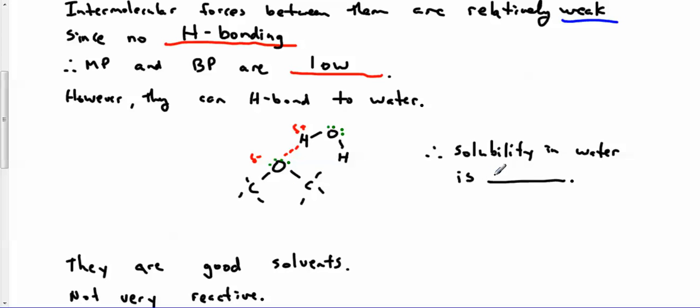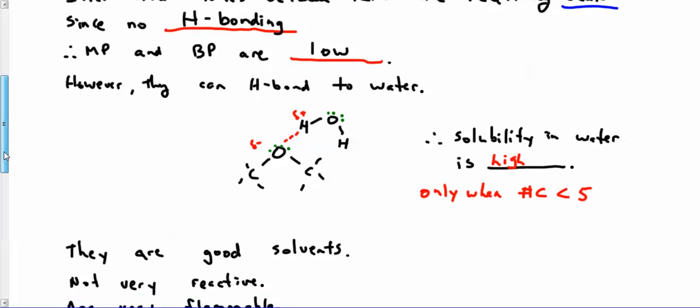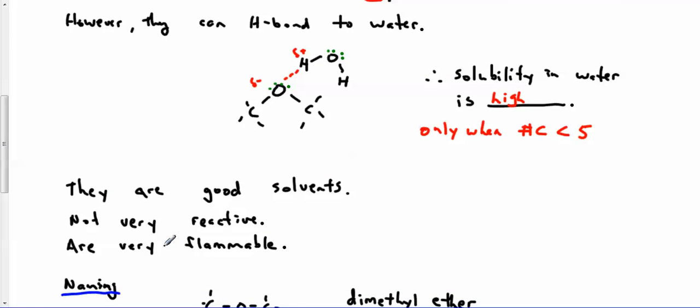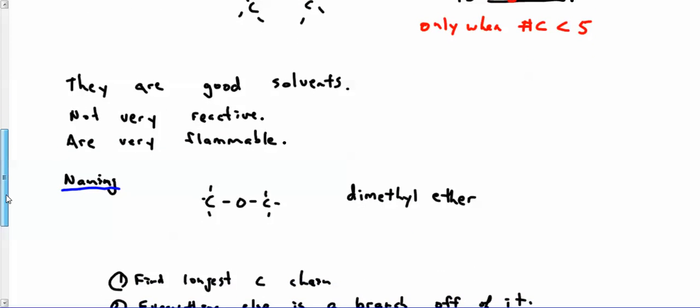So solubility in water is fairly high, but only when the number of carbons is less than, let's say, 5. As soon as I get 6 carbons here, 7 carbons, 8 carbons, the oxygen just is not as important as in some of the smaller molecules, and so solubility starts to go down. They're not very reactive in terms of organic chemistry, but they are very flammable, okay? And they make very good solvents.